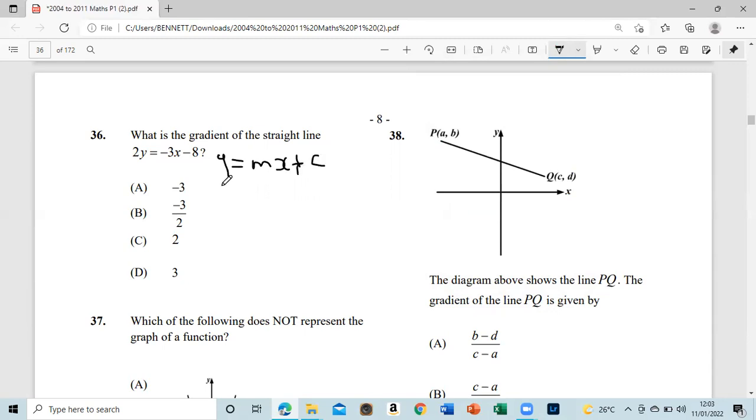All right, so if we have 2y equal negative 3x minus 8, that means we simply have to solve for y. So we need to get rid of that 2 there by dividing. So the gradient is the number in front of x, so it's negative 3 over 2. All right, let's move on to 37.